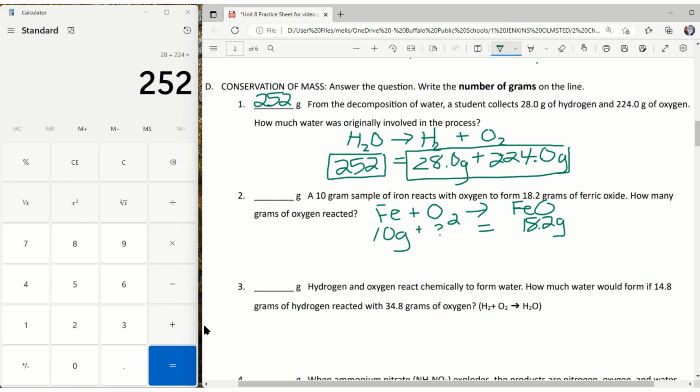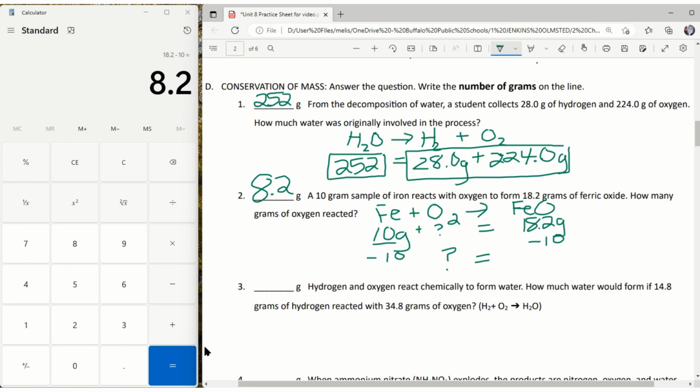Well, I know that 10 grams plus this equals 18.2. So if I just use this like an equation, I subtract 10, that will tell me how many grams of oxygen. So 18.2 minus 10 is 8.2. So we needed 8.2 grams of oxygen.